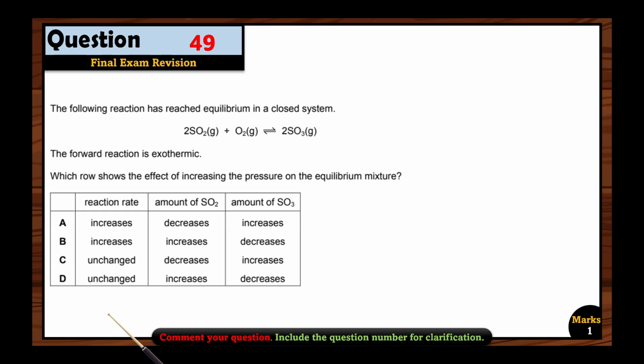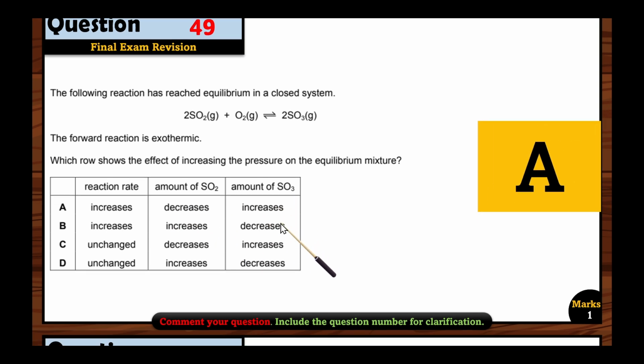Question 49. The following reaction has reached equilibrium in a closed system. The forward reaction is exothermic. Again, same. Which row shows the effect of increasing the pressure on the equilibrium mixture? If we increase the pressure, the rate of the reaction will also increase, so A and B. And the amount of SO2 will decrease, yes, because if you increase the pressure, it will help the product, right? So the amount of SO2 will decrease, but the amount of SO3 will increase. So option A is the right option.